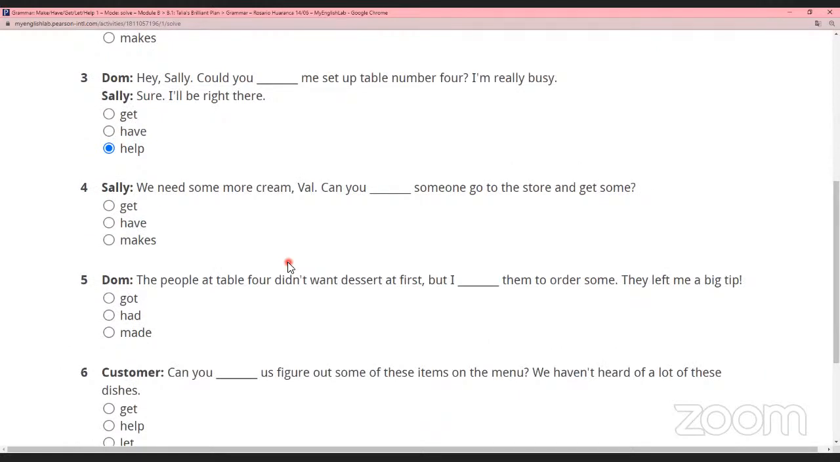The next is: we need some more cream, but can you make someone go to the store and get some?